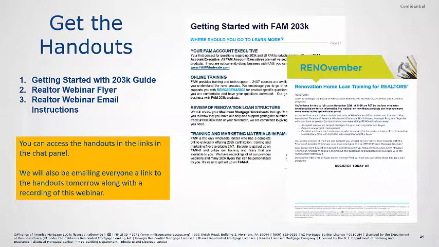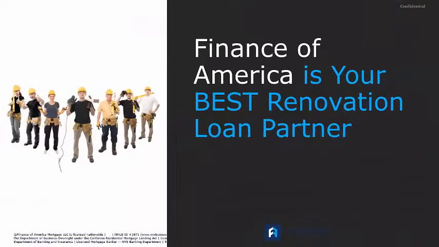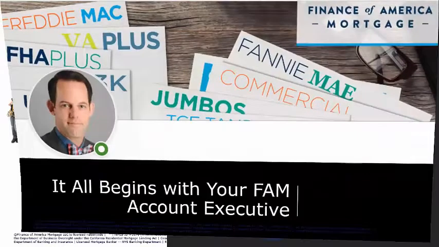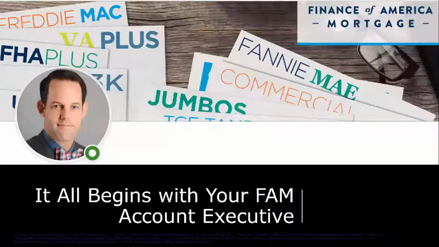And I want you to remember that the 203K provides one of the best options out there for renovation, and Finance of America is your best renovation loan partner. And it all begins with your FAM account executive. If you have additional questions, program questions, guideline questions, matrix, things like that, it all begins with your FAM account executive. If you do not have one, you can find one at www.famwholesale.com.